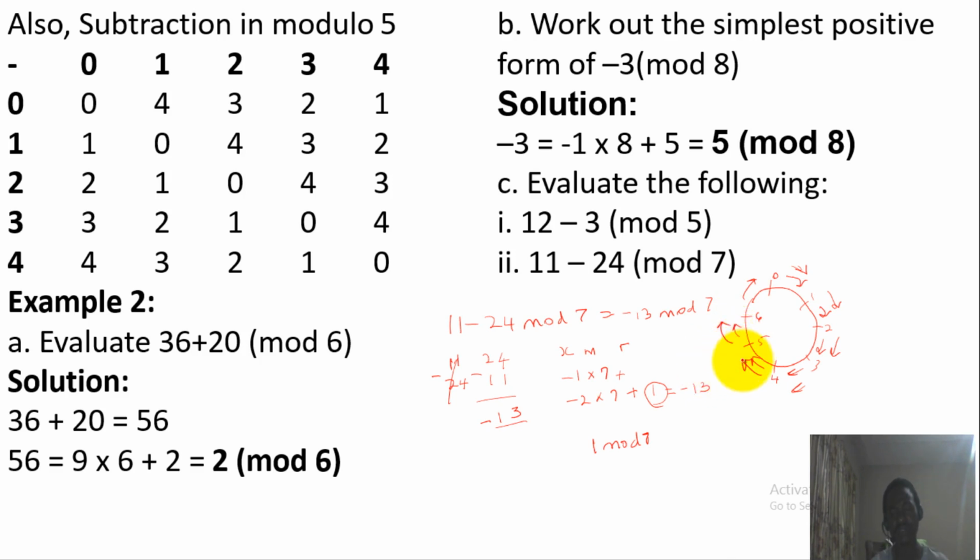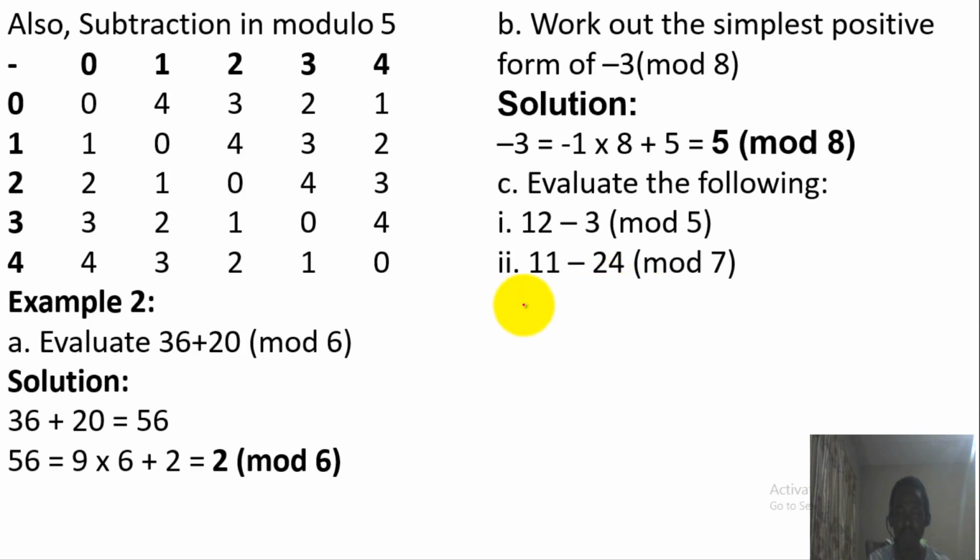Oh, sorry, I thought it's moving. I counted in the clockwise direction instead of anti-clockwise because the answer we are getting is minus 13. Sorry for that. Okay, the answer we got was minus 13. Therefore, it should have been in the anti-clockwise direction because you have 11 minus 24, and I said it's minus 13.